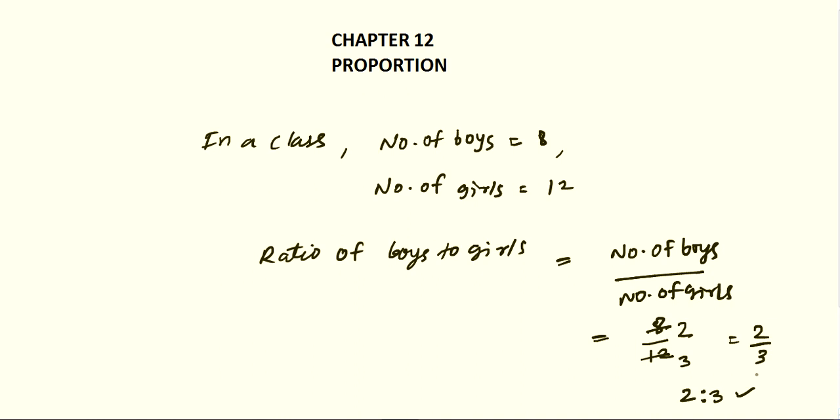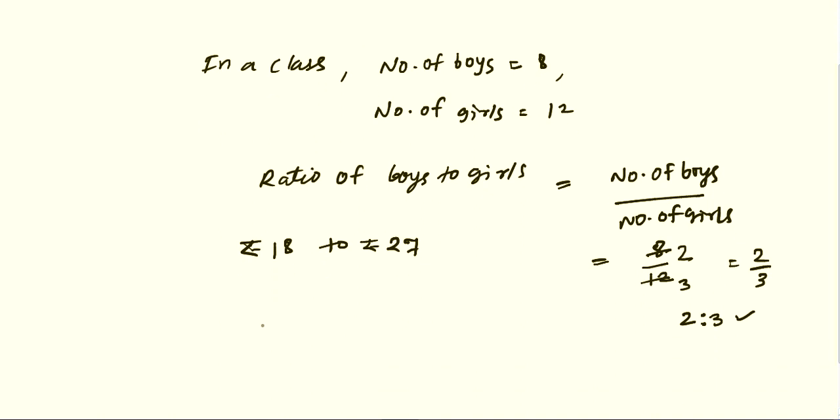Clear? Then one another example. We are finding ratio of rupees 18 to rupees 27. So first we will write rupees 18 divide by rupees 27. So this rupee and rupee are same, that means we have to cancel. 9 2s are 18, 9 3s are 27. We got here 2 by 3. Further we can write 2:3.